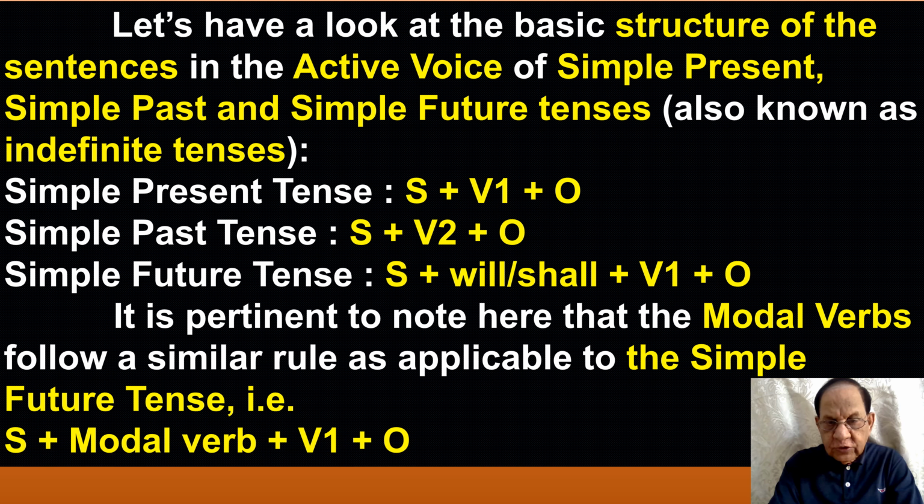It is pertinent to note here that the modal verbs follow a similar rule as applicable to the simple future tenses. That is, it will have subject, a modal verb, and the first form of the verb and the object.